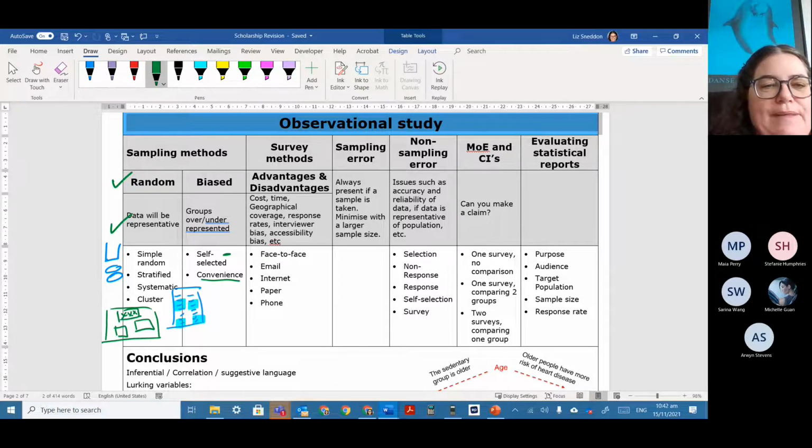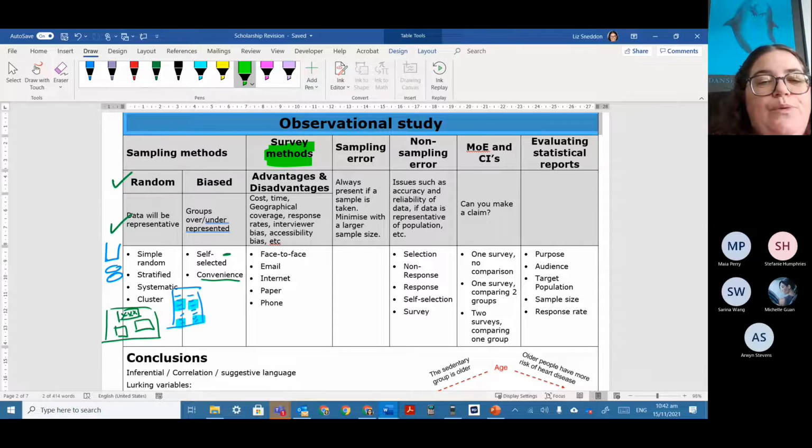So those are our sampling methods. Then we have our survey methods. So this is looking at how do we actually collect our data. So sampling is how do we choose people? Survey methods, how do we collect the data? And we want to look at advantages and disadvantages of those methods.